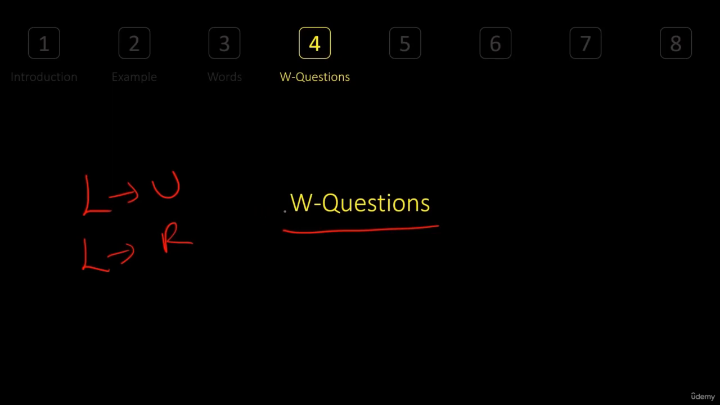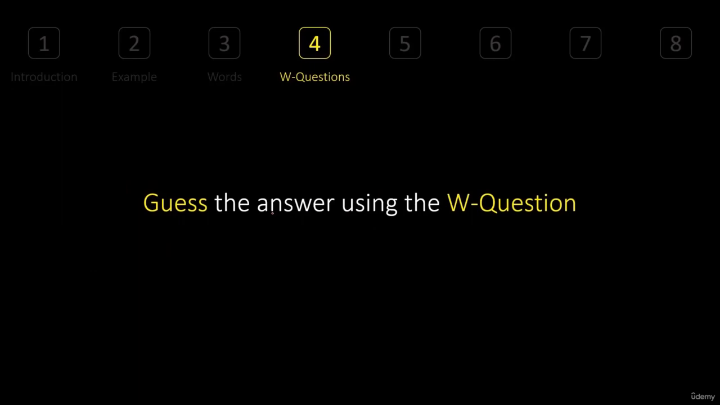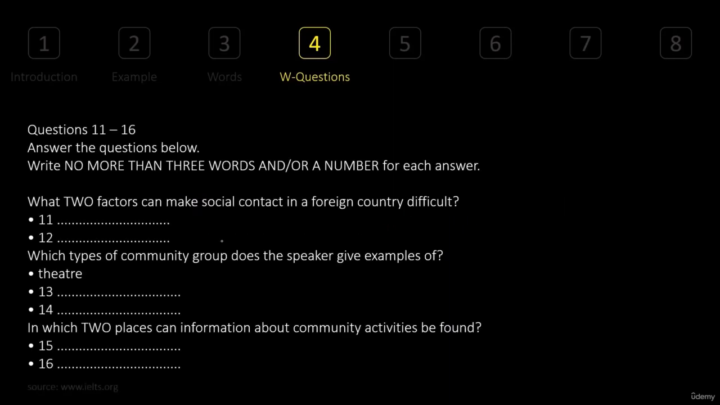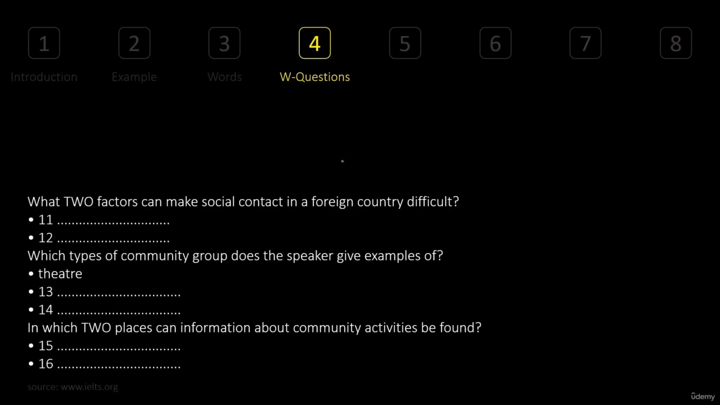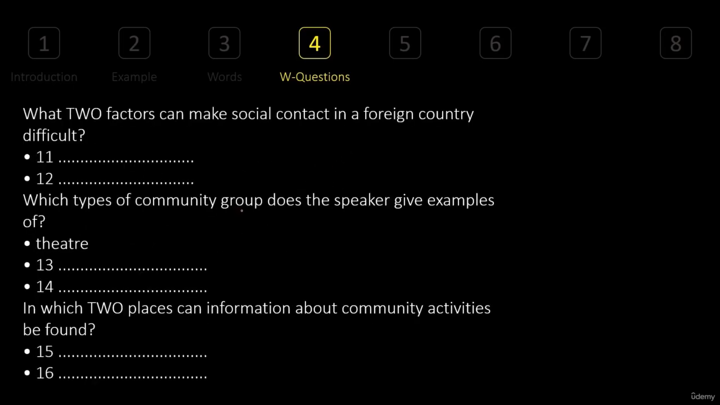Same goes here in IELTS. When you listen to the question, please try to understand what the question is and guess the answer for the W question. Now, what does it mean by guessing the answer? So we have some questions here. Okay, I'm going to get rid of the instructions and let me zoom in here. We have here, what 2 factors can make social contact in foreign country difficult. Here the question word is what.